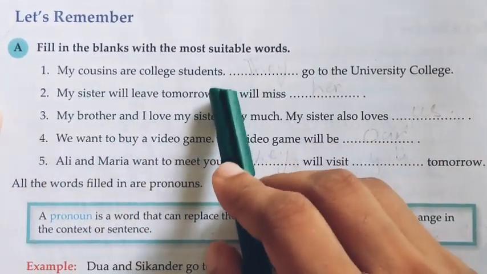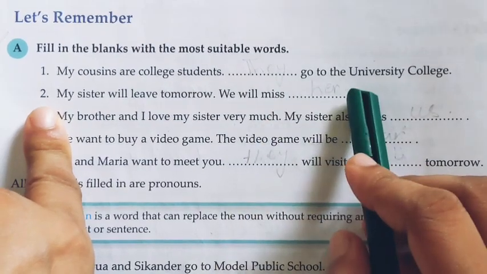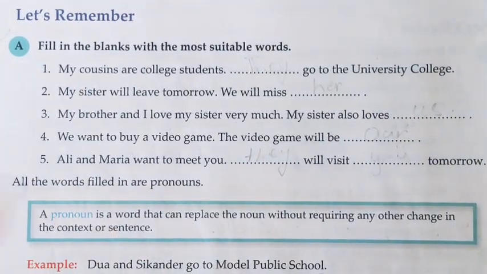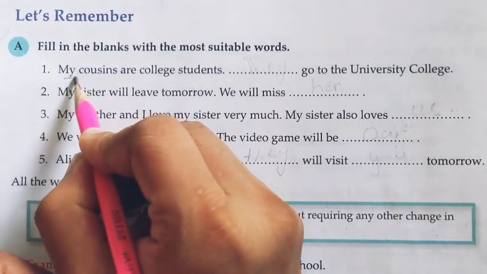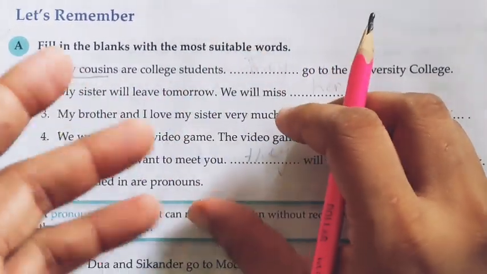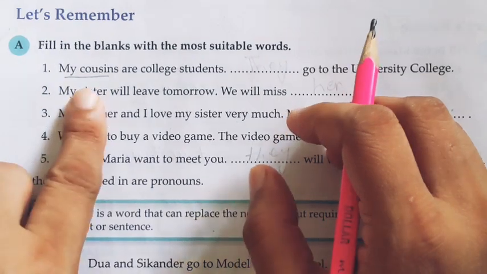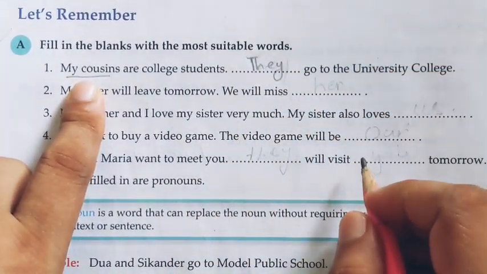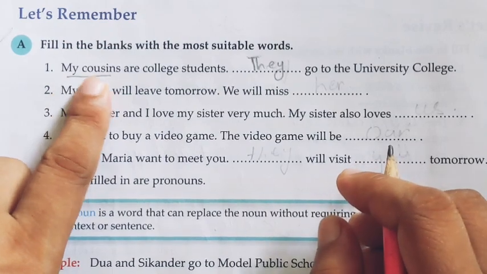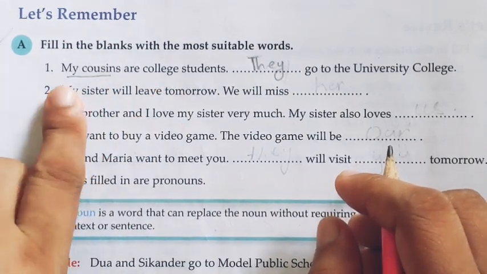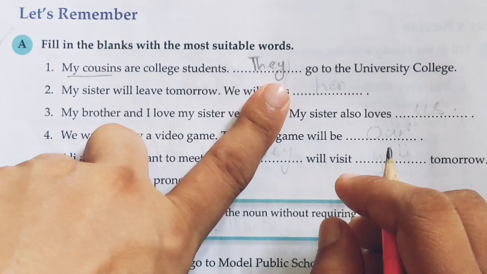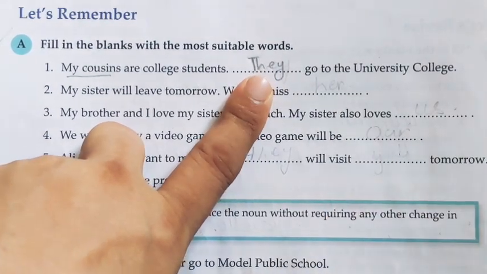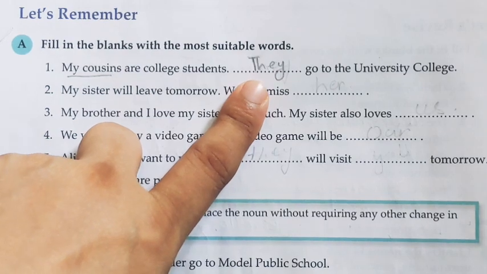My cousins are college students dash go to the university college. Now we are talking about my cousins. Okay, my cousins is a plural noun, and now we have to replace it with another noun. We don't want to use it one more time, so we can replace it with they. Okay, because this is not singular. Otherwise, if it could be my cousin is a college student, then we won't be using here they, but a singular pronoun. So this is basically a subject pronoun, and it is used for plural.